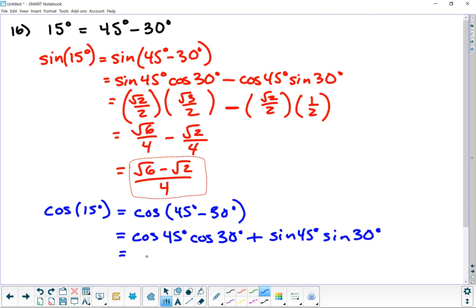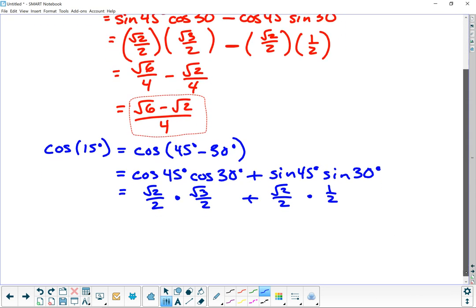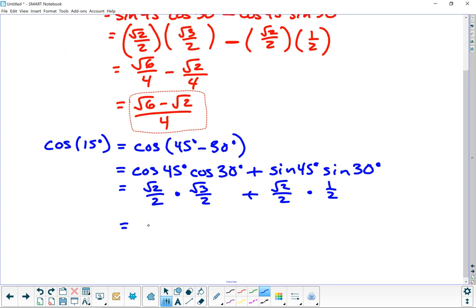Now look in unit circle. Cosine of 45 is radical 2 over 2. I'm not using the parentheses, so less writing for me. Cosine of 30 is going to be radical 3 over 2 plus sine of 45 is radical 2 over 2 times sine of 30 is going to be 1/2. And this gets you to radical 6 over 4 plus radical 2 over 4. And this one just comes out to be positive. Radical 6 plus radical 2 over 4.